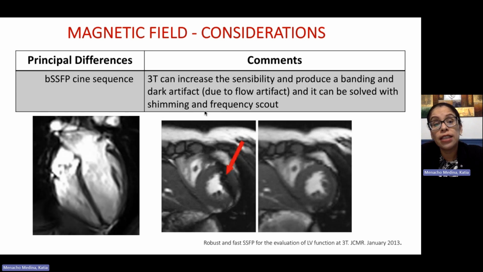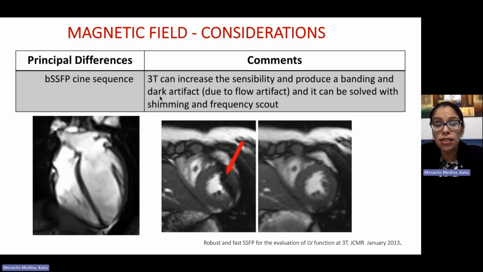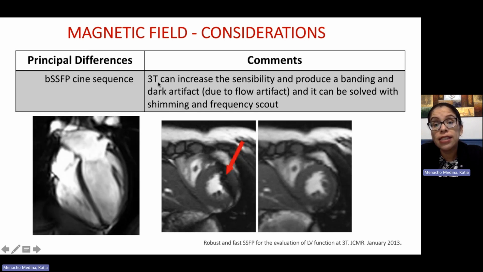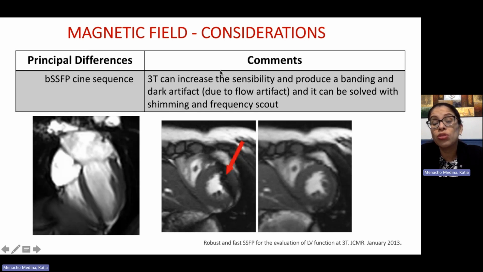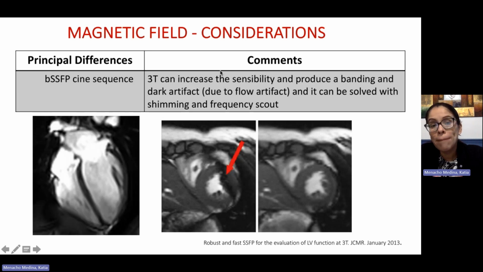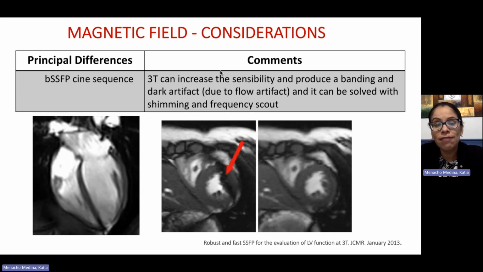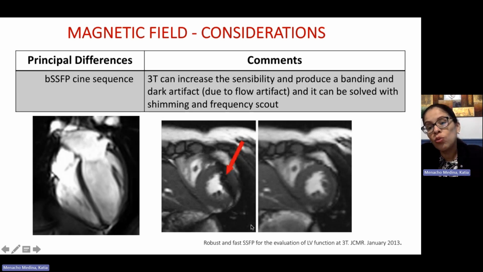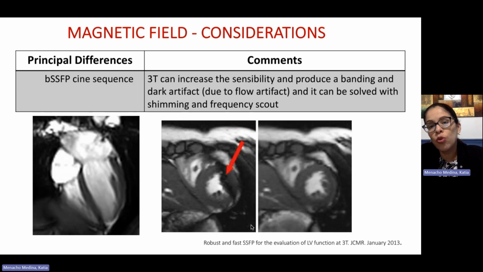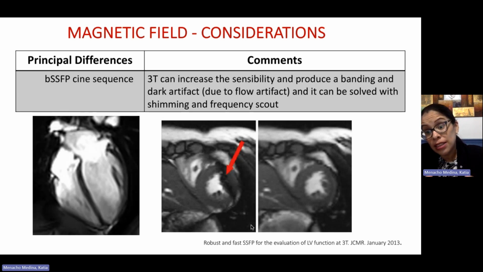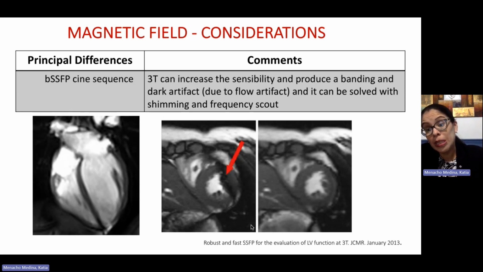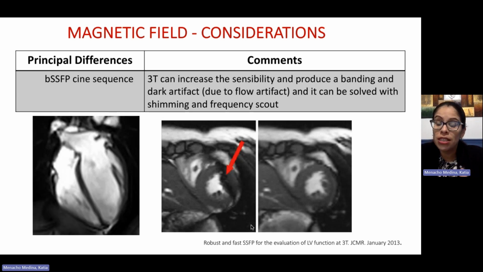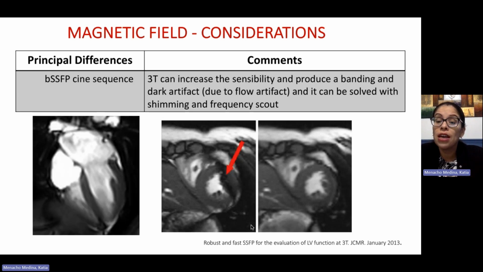The third fact is that for cine sequences, in this case a steady state free precession sequence, 3 Tesla can increase the sensitivity and produce the commonly called banding artifact, a dark banding artifact. You can see here, for example, this artifact, and this is due to a flow artifact influence. And this is more common in 3 Tesla, but there are also some tricks, some changes that we can do if we are facing this problem.